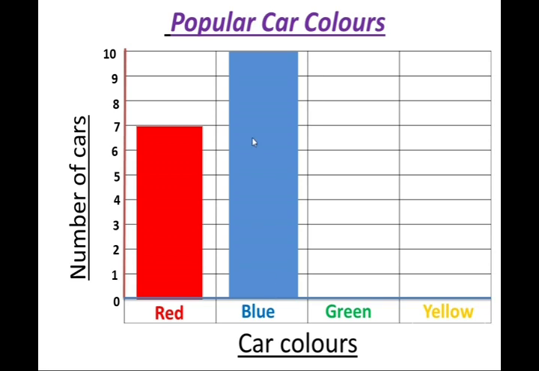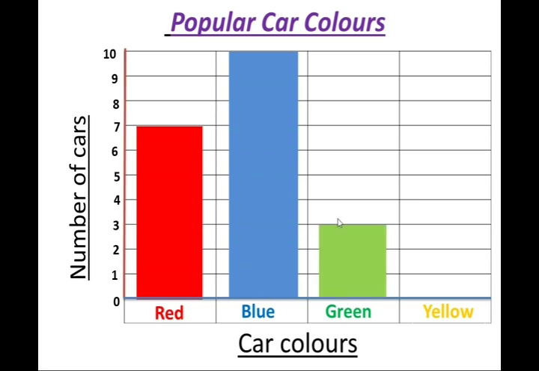Right, you could count 10 blocks and color in 10 blocks, or you could just simply look for the number 10 and know that this line in line with the 10 is where the bar should stop. It starts at the 0 line, starts at the x-axis, which is your 0 mark, and ends at a line that tells you that there are 10 blue cars that were counted during the survey.